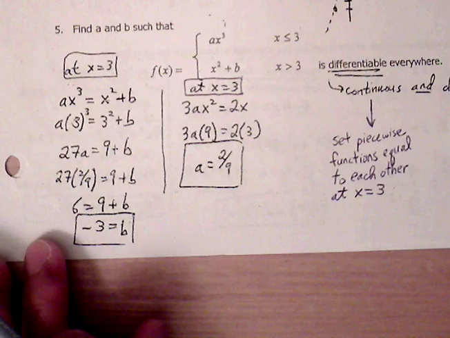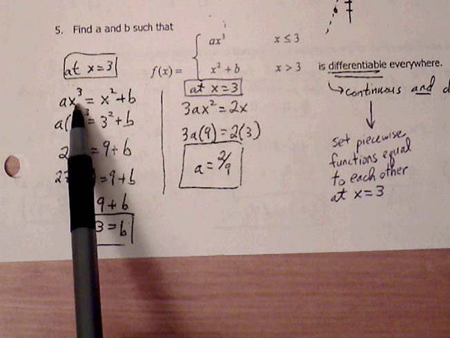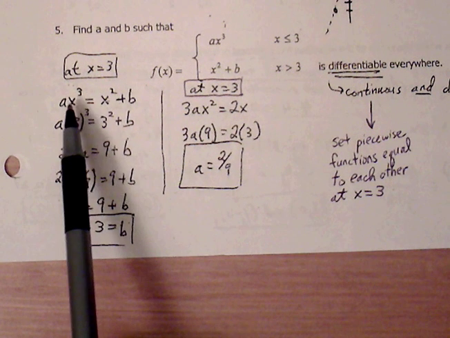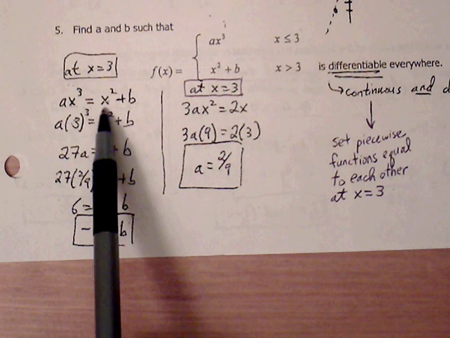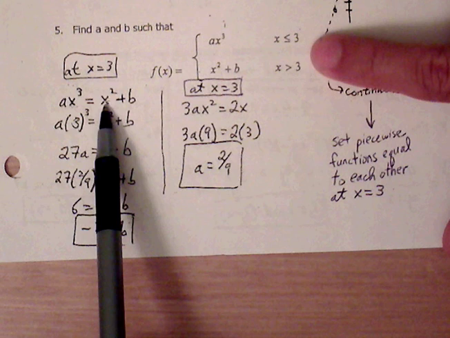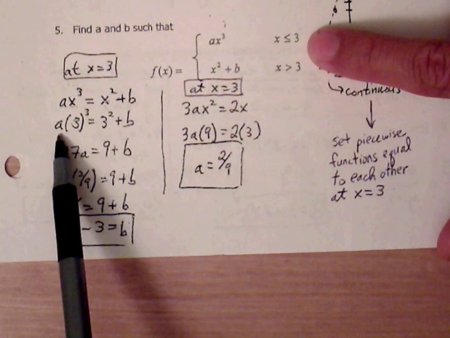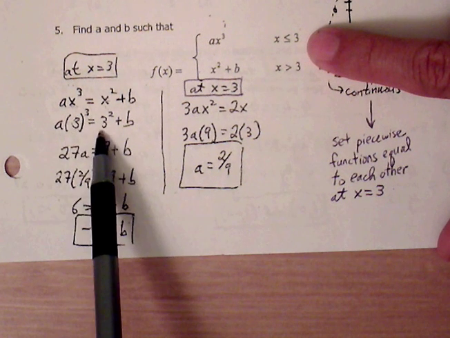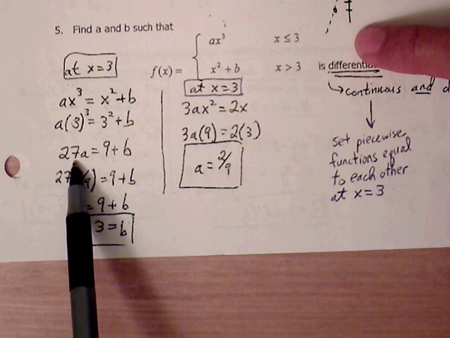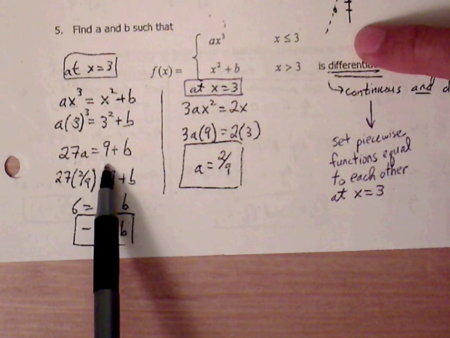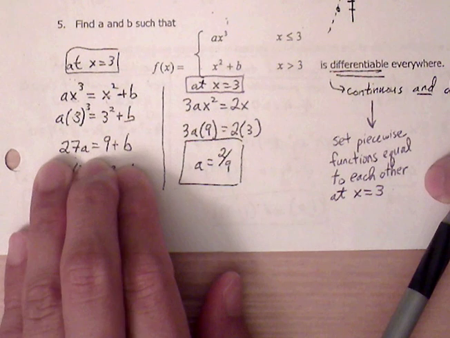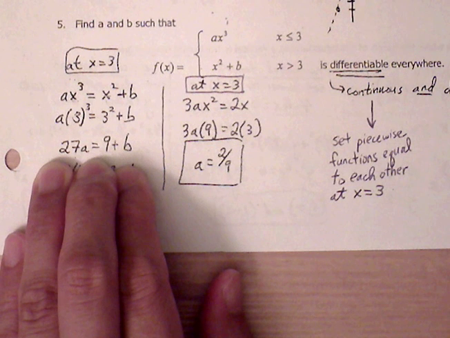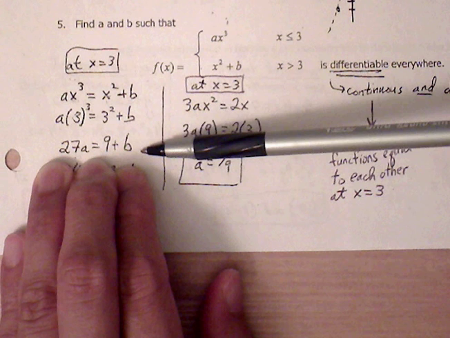So we're going to take the continuity portion first. We're going to set the left graph equal to the right graph, and we know that they must connect at x equals 3, so we can simply replace x with 3. So a times 3 cubed is equal to 3 squared plus b. 27a is equal to 9 plus b. Right now that's as far as we can go. We can't solve for a, we can't solve for b yet, because we don't have this in terms of one variable yet.